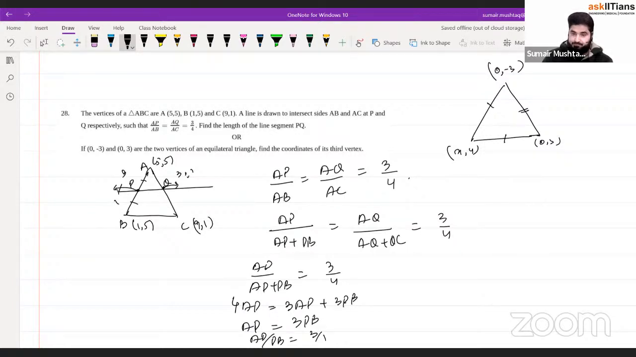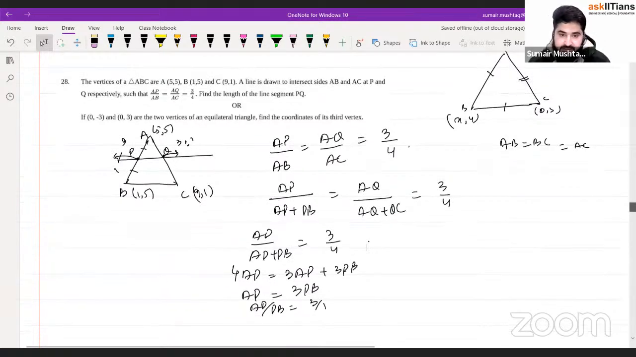Again saying, find the distance between AB, BC. AB is equal to BC, and this is equal to AC as well because this is an equilateral triangle. This is done, right?